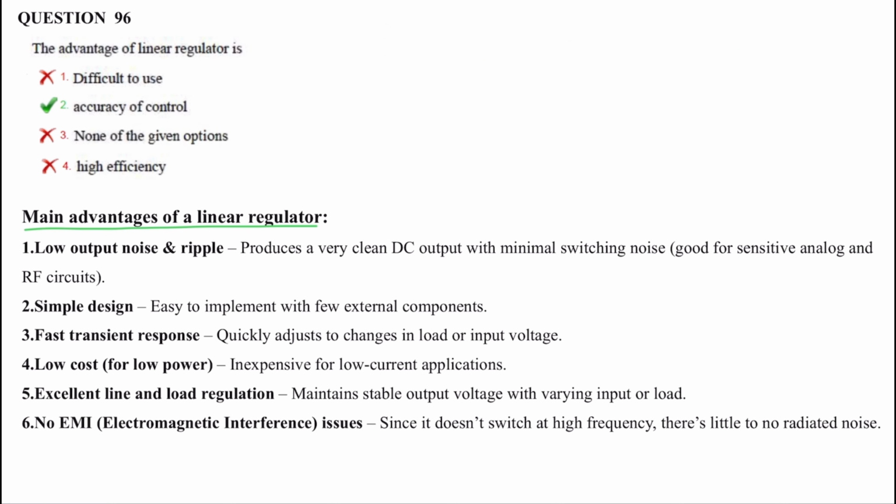Next question. The advantage of linear regulator is. The main advantages of linear regulator are low output noise and ripple, simple design, fast transient response, low cost, excellent line regulation as well as excellent load regulation, and no electromagnetic interference issues. Correct answer is option 2, accuracy of the control.